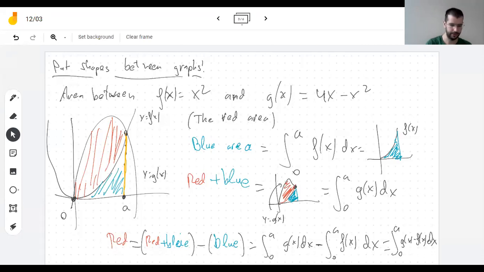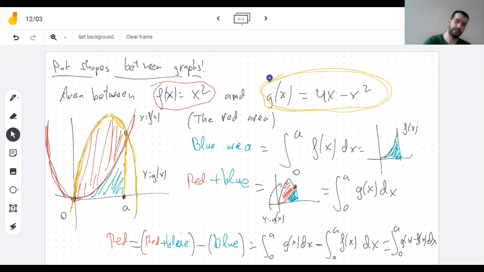So I'm about to find the area between one parabola and another parabola. And even though this area is not the area under a graph, literally, if I add another piece, I can see that it's the difference between the areas in two graphs.